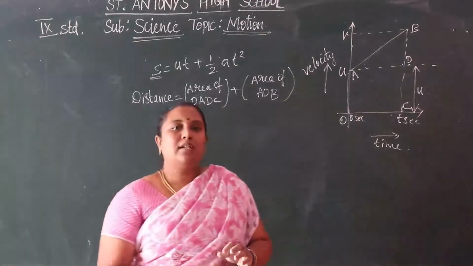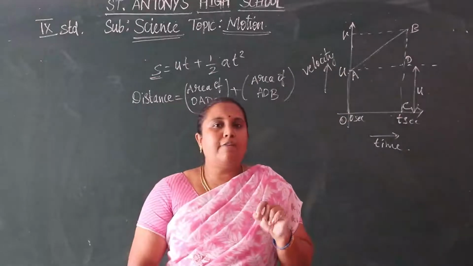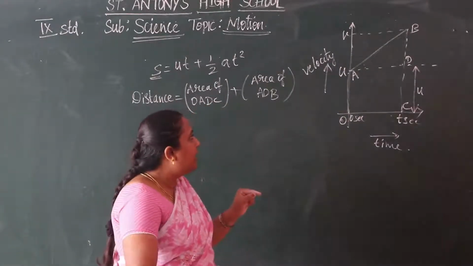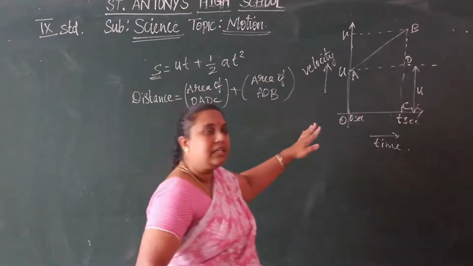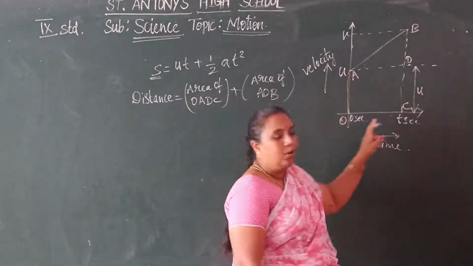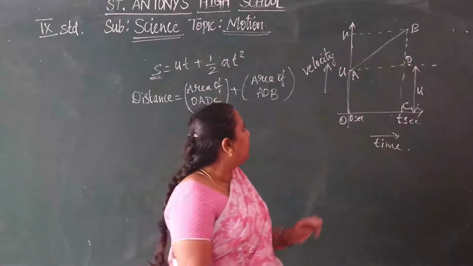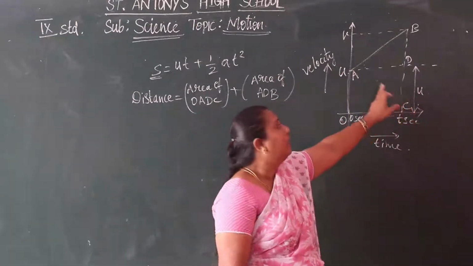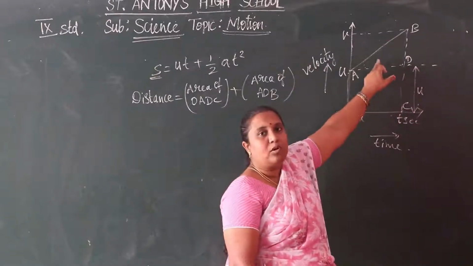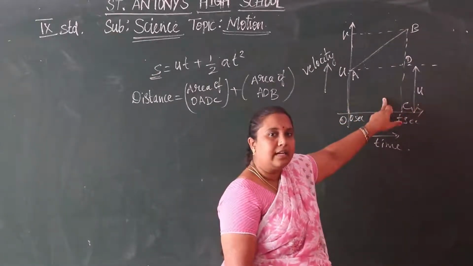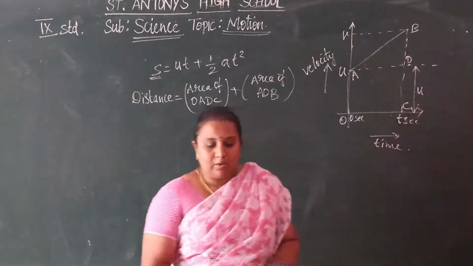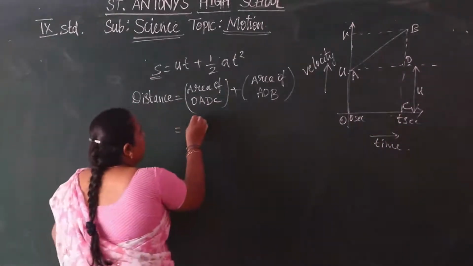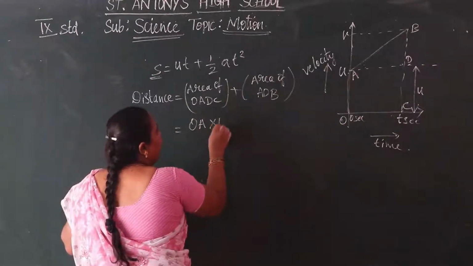What is the formula to find the area of a rectangle? Length into breadth. What is the length here? OA, into OC, or we can write AD. Why are we writing AD? Because it is common to both the rectangle and the triangle. So we take OA into AD.